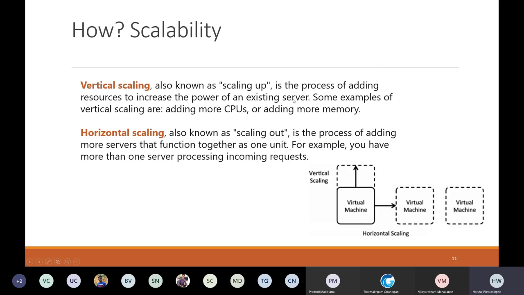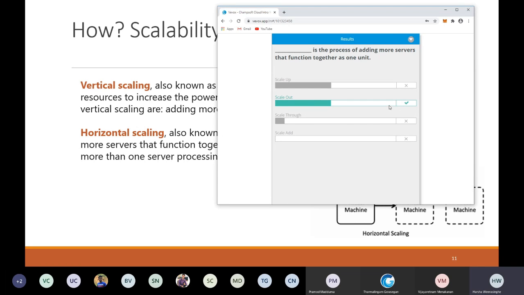If we go back to this session, it says scale out. It's asking about adding more servers that function together, that's scale out. Scaling up means for the same server we are increasing resources. So the answer is scale out. There's nothing called scale through and scale add. I just added those answers.